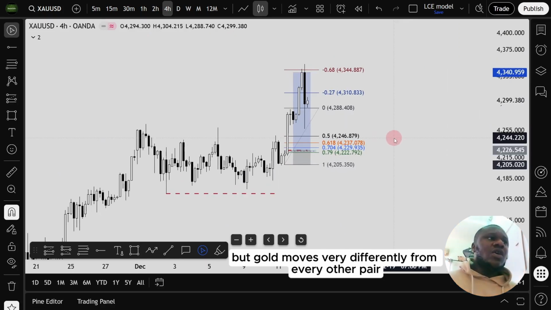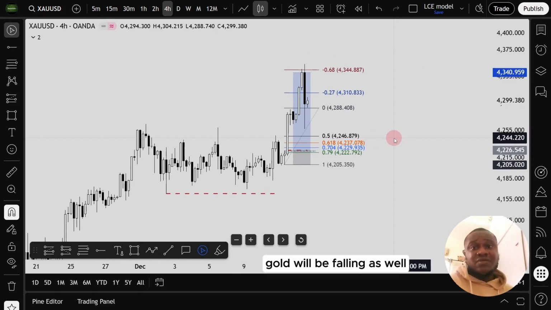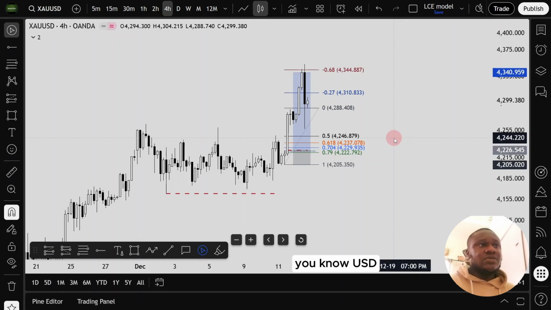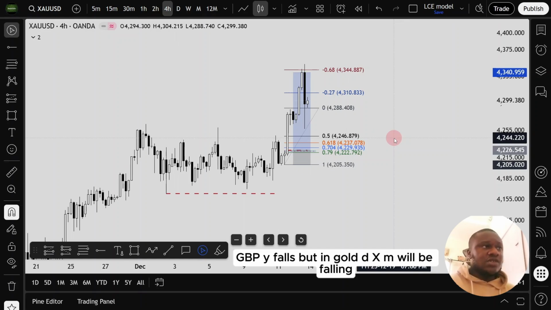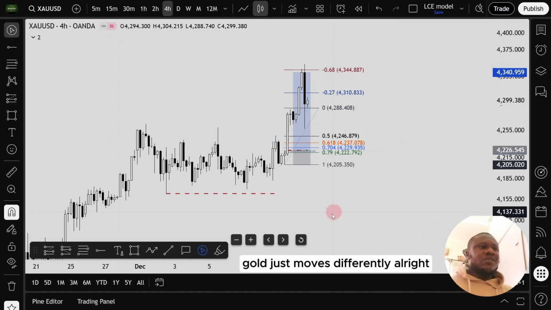But gold moves very differently from every other pair. It does not correlate with DXY. DXY can be falling, gold will be falling as well. But when DXY falls, GBPUSD buys, EURUSD buys, USDJPY falls. But in gold, DXY may be falling, gold will be falling. DXY may be buying, gold will be falling. Gold just moves differently. Alright.